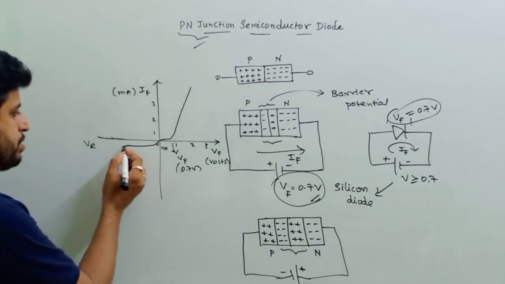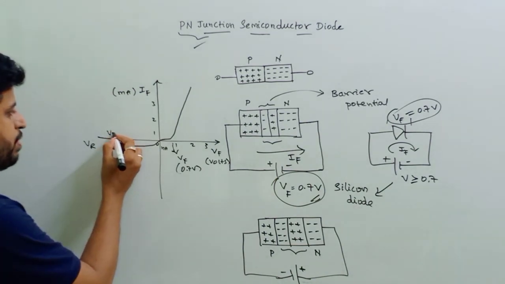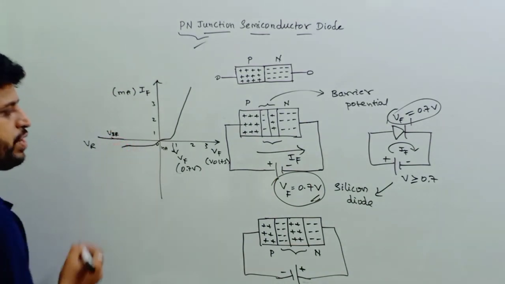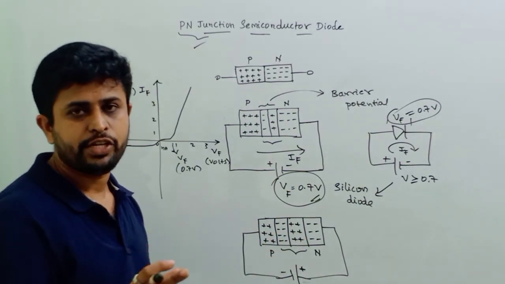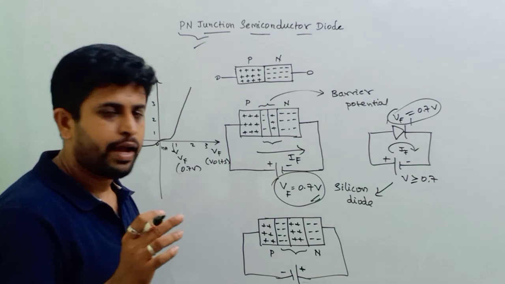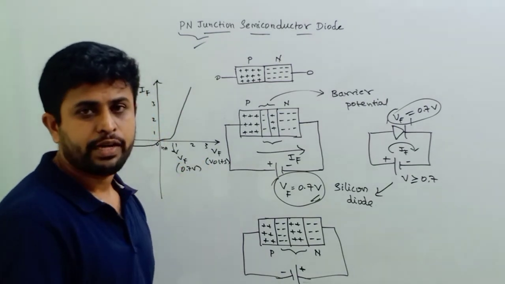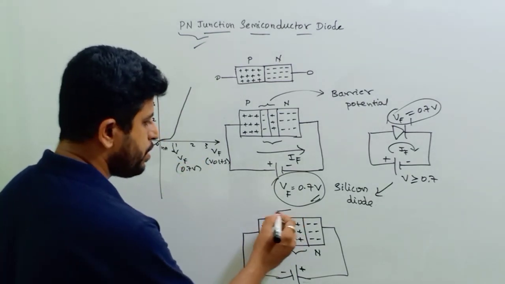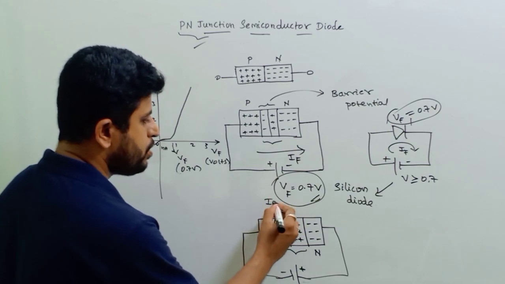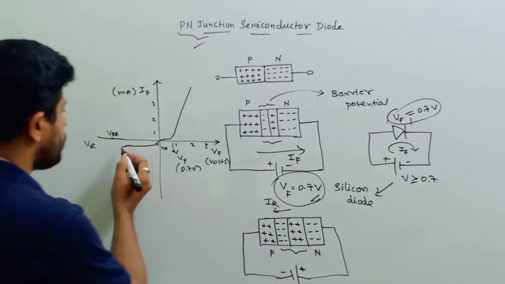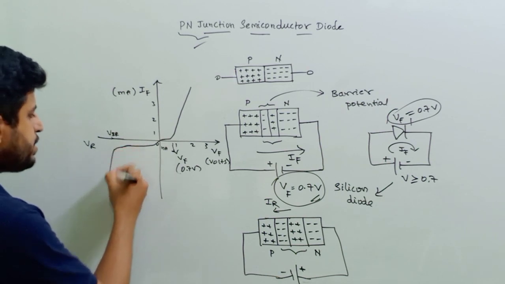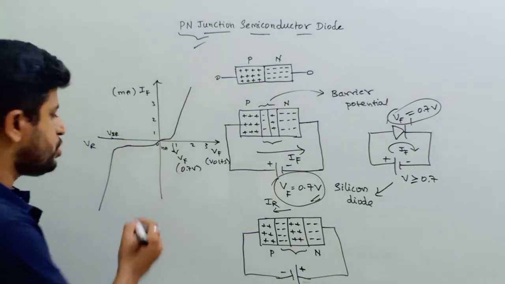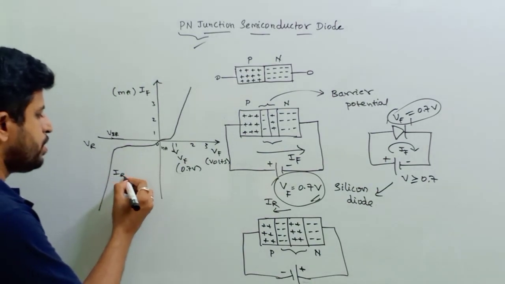So let us say this is VBR, this is the voltage at which the regions get inverted and finally the complete region is occupied by the depletion layer, and a large reverse current starts flowing from N to P in the reverse direction. So once we reach that VBR, then suddenly there is a rise in current which is known as reverse current.